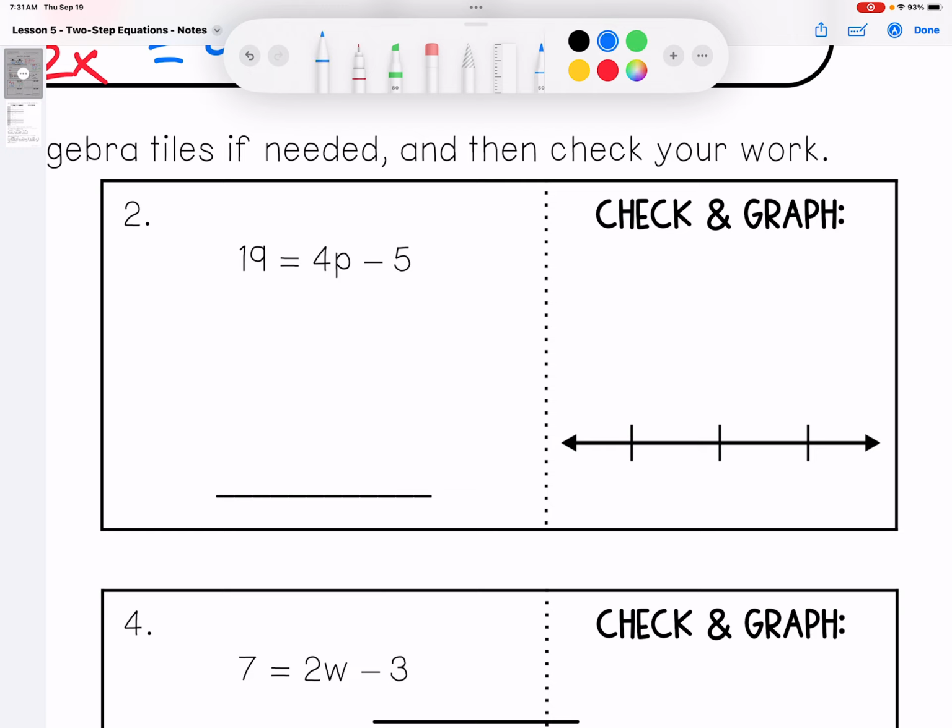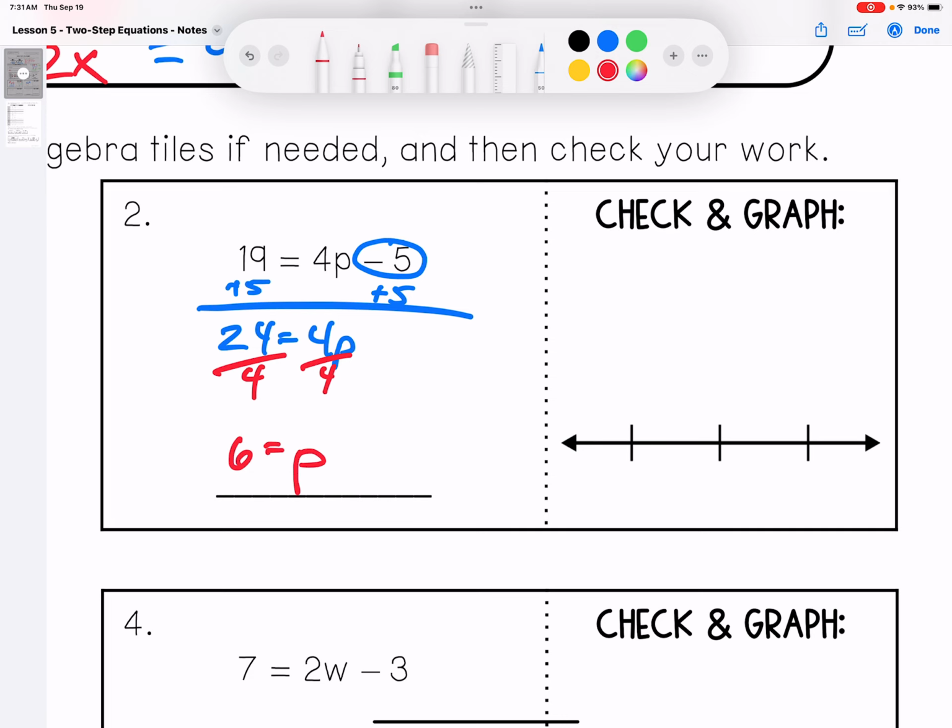All right, next problem. Yes, P is on the other side, but I do not really care that it's on the other side. It doesn't matter. The rule is still the same. Get rid of the adding or subtracting first. So that's the -5. So how do we get rid of that? We do the opposite, which is we add 5. You're left with 24 equals 4p. Divide by 4. And you're left with 6 equals p.